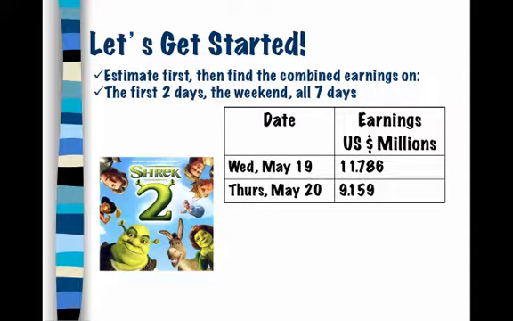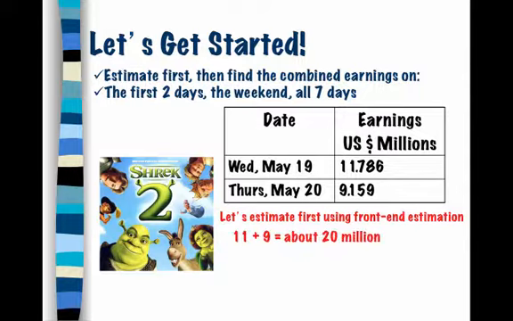So we have a look here. The first question asks us to estimate the first 2 days. So how we do this is we use what's called front-end estimation. That's just where you look at the big numbers and totally disregard the decimal places first. So if we read the big numbers, it's simple as saying 11 plus 9, so that's about $20 million.